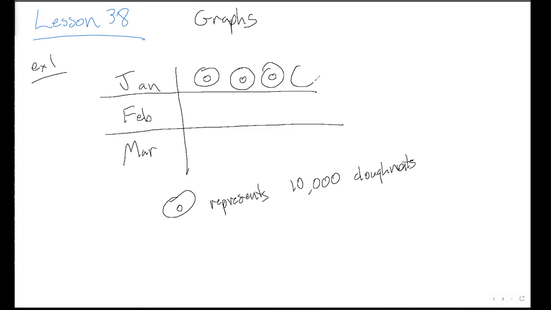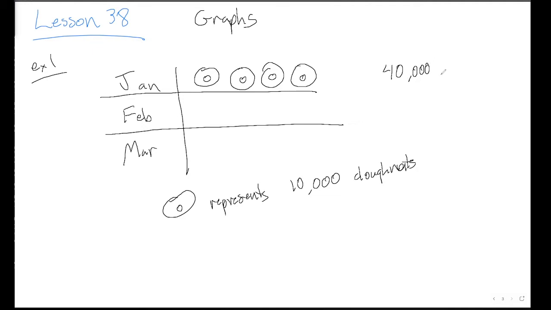Okay, so if one donut represents 10,000 donuts sold, how many donuts were sold in January? Adeline? 40,000. 40,000 donuts.